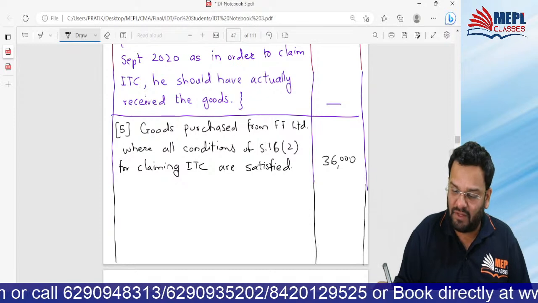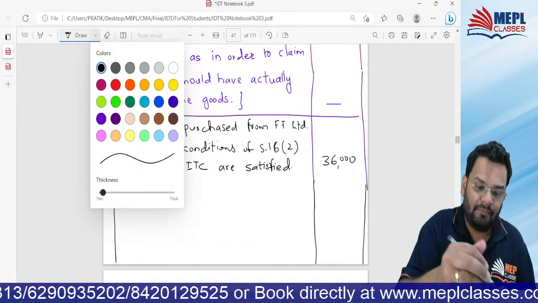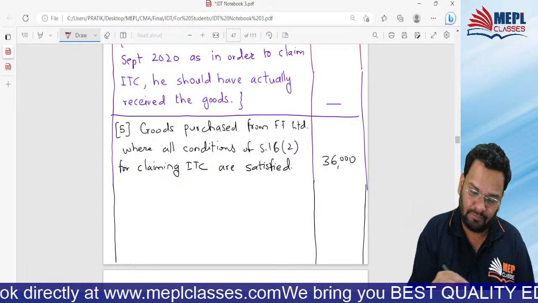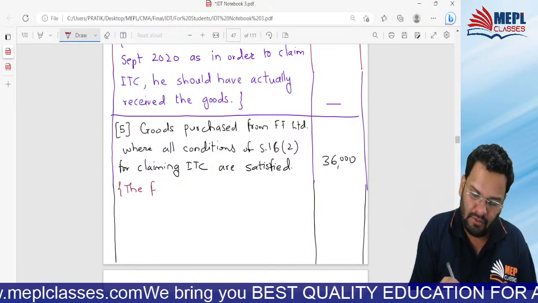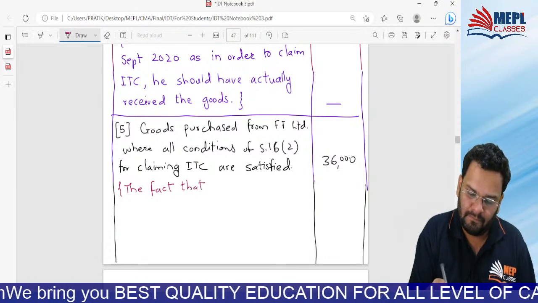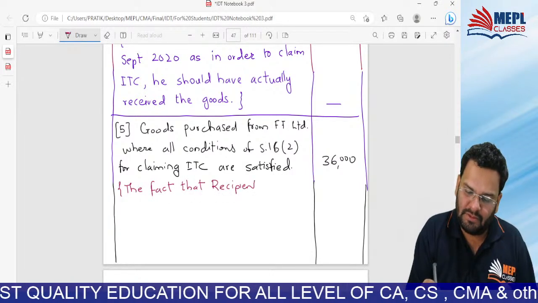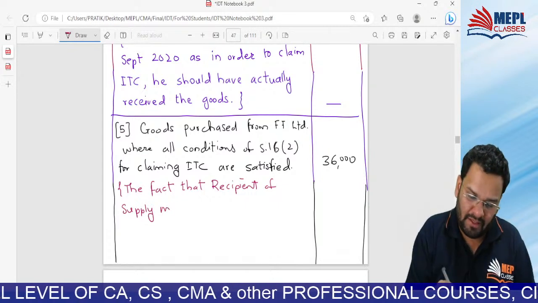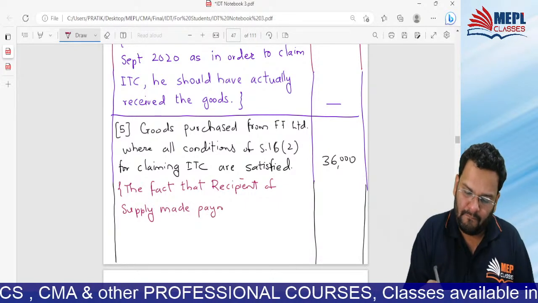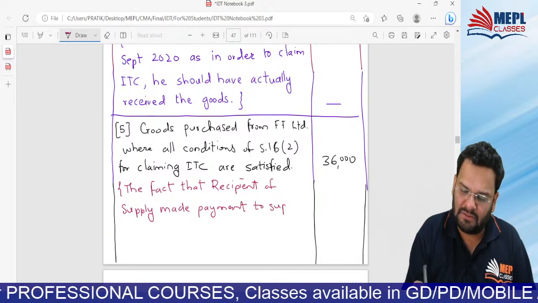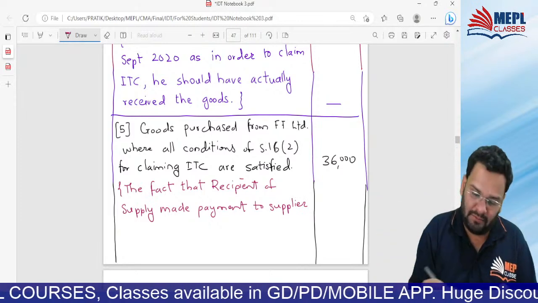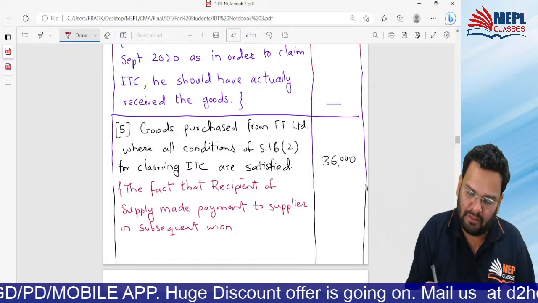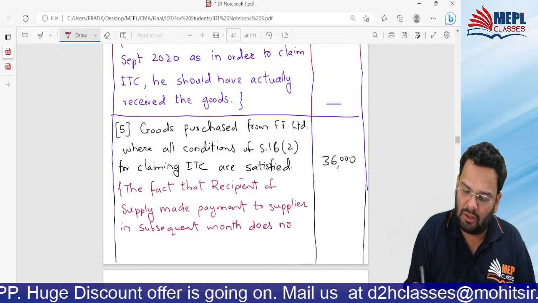Okay, what you will specifically mention is the fact that the recipient of supply made payment to the supplier in the next month, in a subsequent month, does not affect ITC.